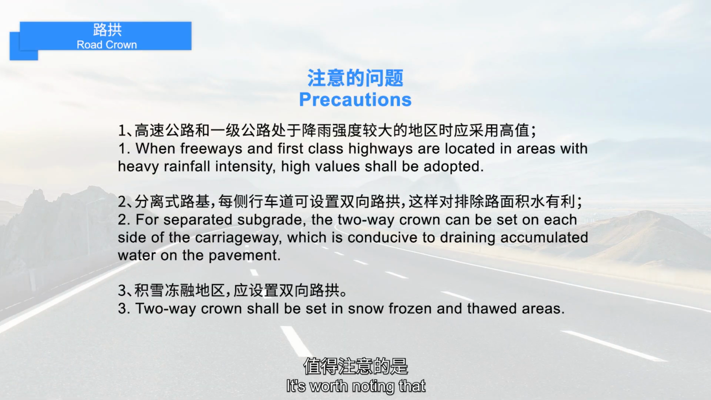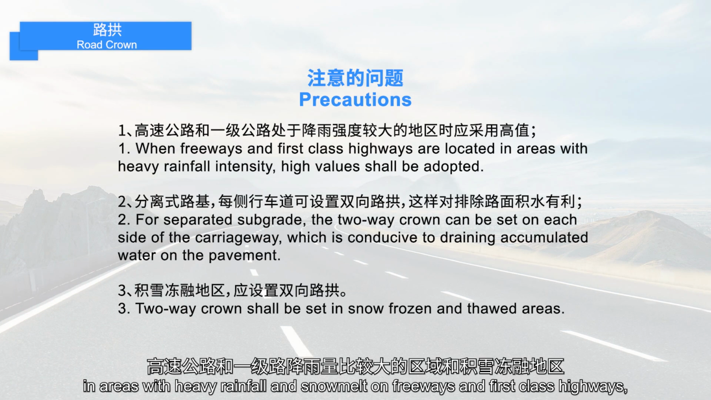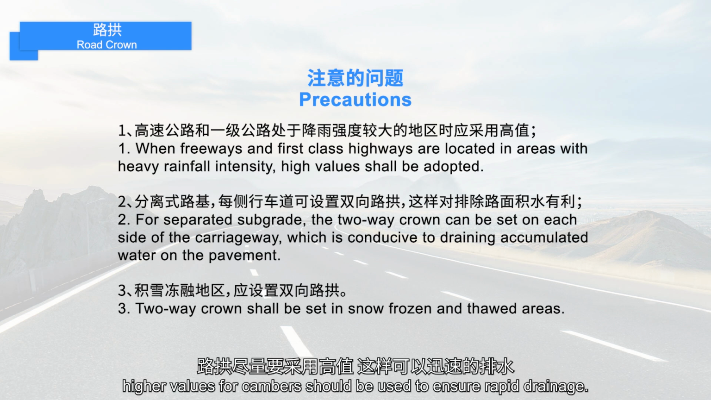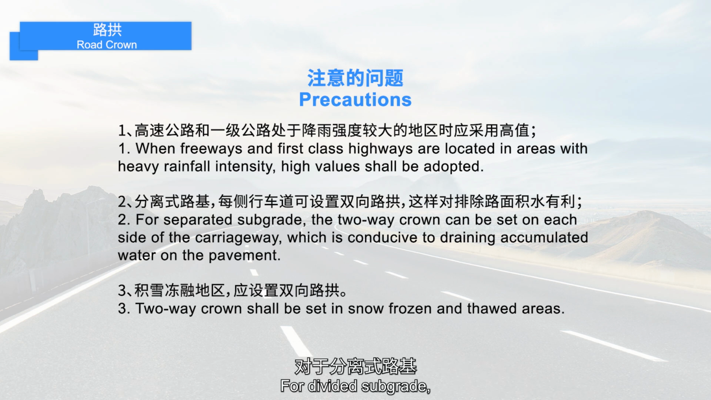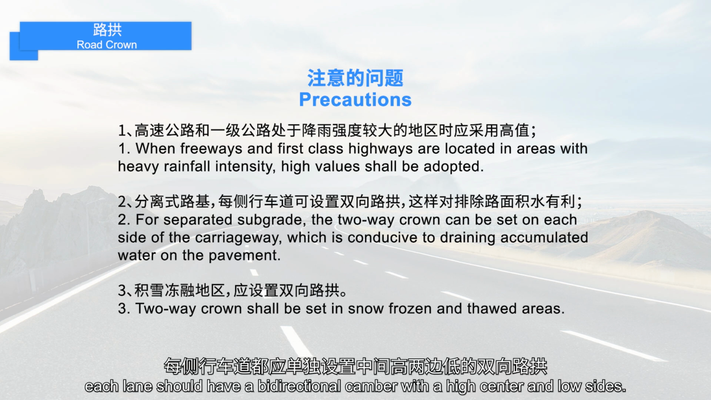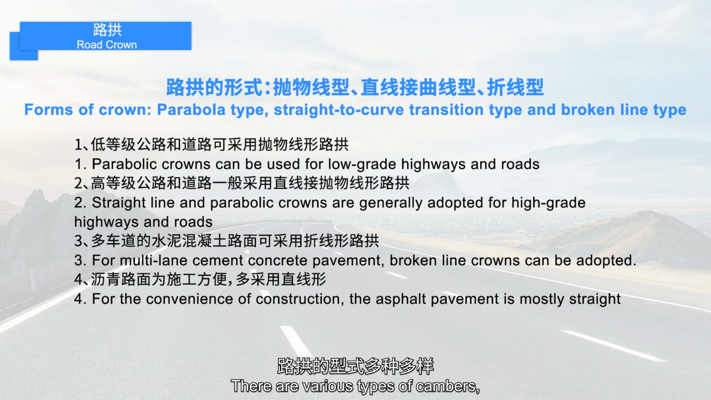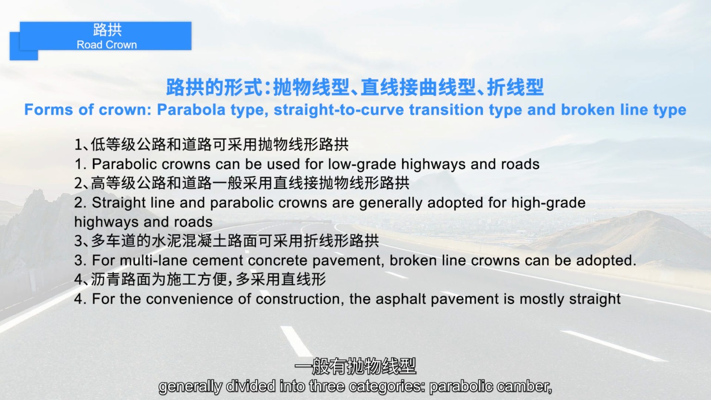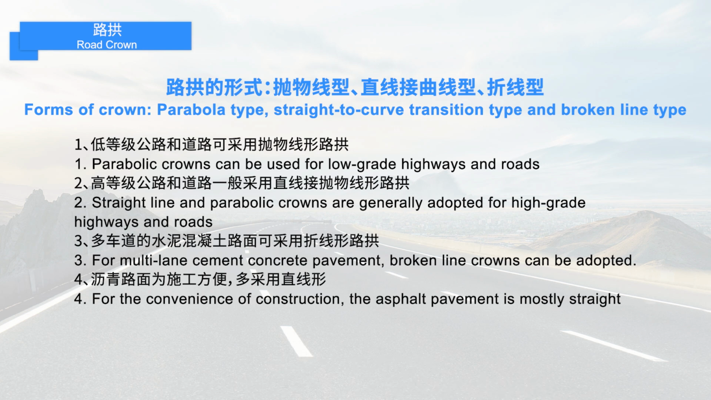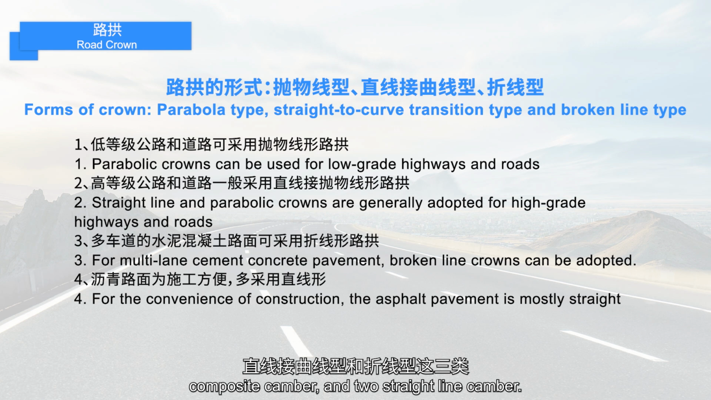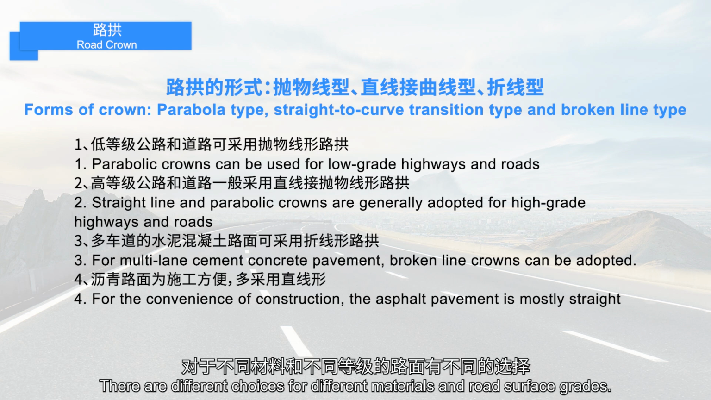It's worth noting that in areas with heavy rainfall and snowmelt on freeways and first-class highways, higher values for cambers should be used to ensure rapid drainage. For divided subgrade, each lane should have a bidirectional camber with a high center and low sides. There are various types of cambers, generally divided into three categories: parabolic camber, composite camber, and two straight-line camber. There are different choices for different materials and road surface grades.